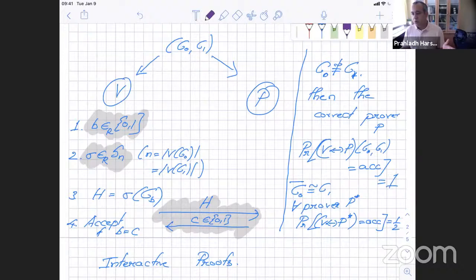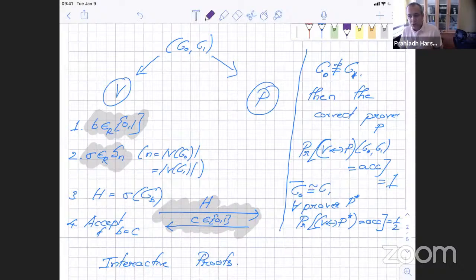That's a polynomial amount of random coins in the input of the graph. So the verifier can do this. Based on that, it decides the first question and sends it across. The prover is now an all-powerful prover. It looks at H, it stares at H and G0, it stares at H and G1, and finds which of the two things it's isomorphic to.